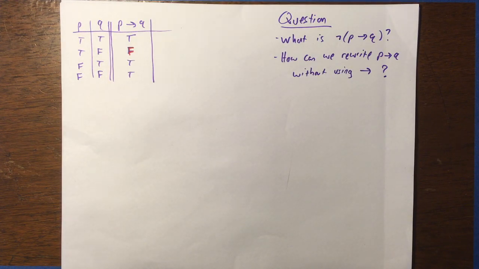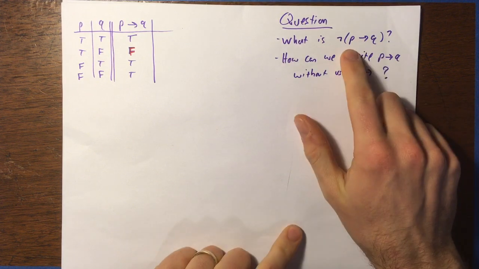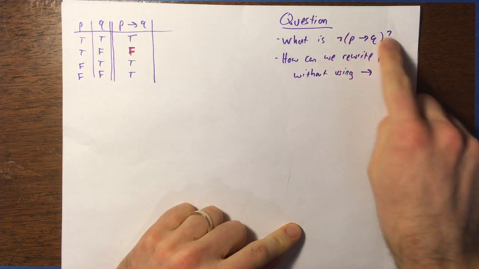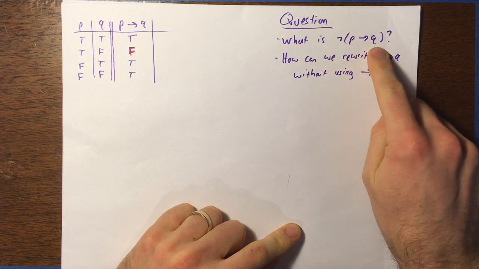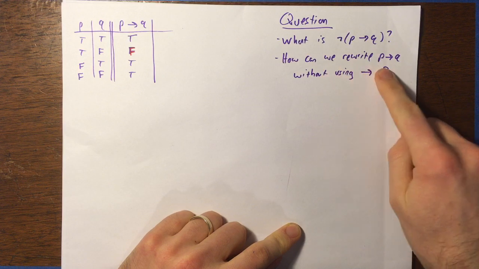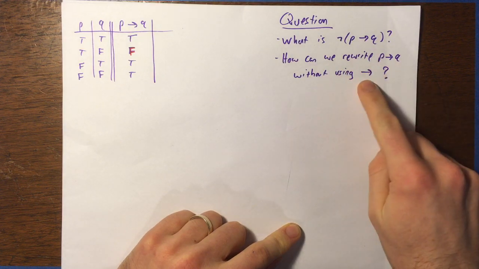Okay, the purpose of this video is to answer a couple of questions. First is, how can we negate an implication statement? What does that look like? I mean, certainly we can write it like this, but is there a simpler way to write the negation of P implies Q?